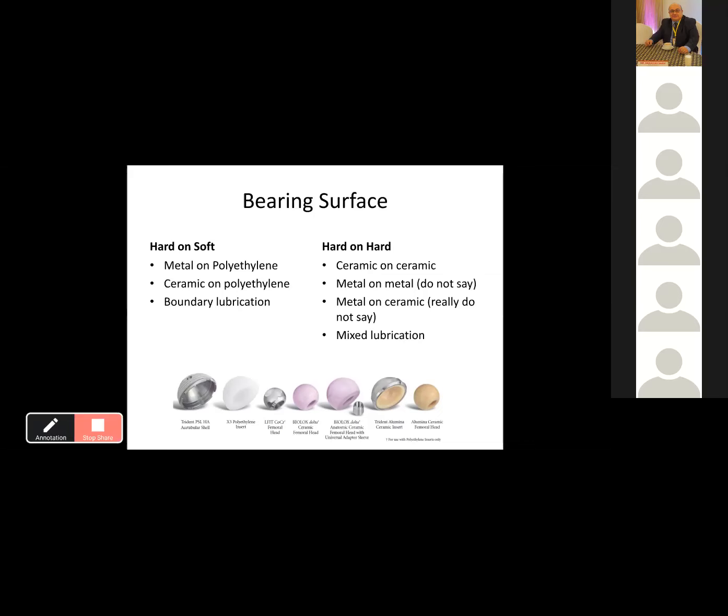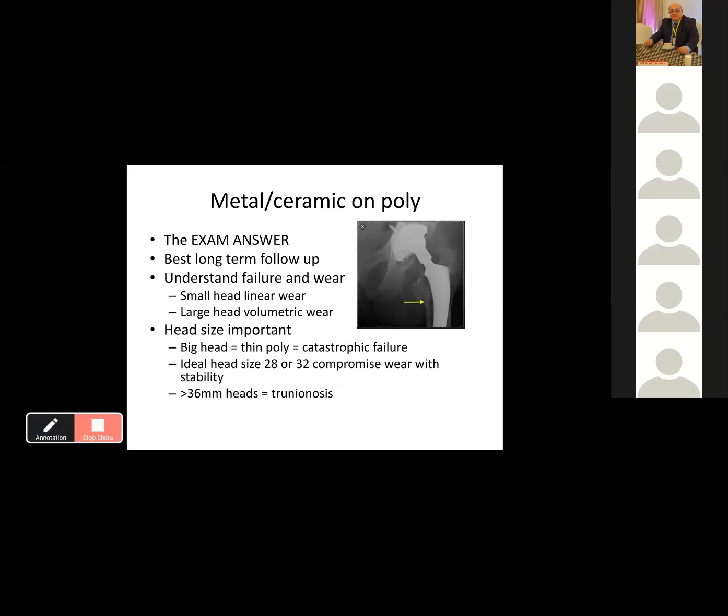So initially at startup, when you've been sat at rest, the two surfaces are close together, so you get boundary lubrication. But then as you get this hip moving, more fluid is brought in, and you're supposed to get almost a fluid film lubrication. So that's why wear is technically going to be a lot less in a hard on hard. However, for me, the exam answer is going to be a hard on soft. They've got the longest follow-up.